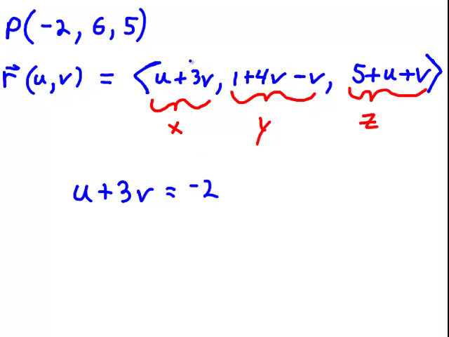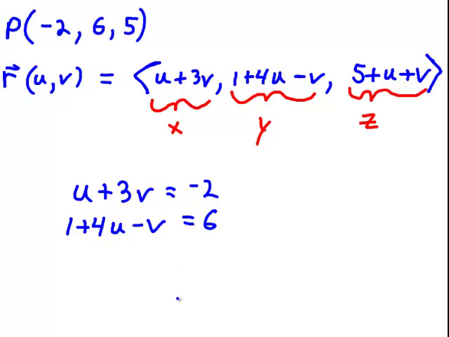The first component of r(u,v) equals the first coordinate, set that equal to the first coordinate of your point P. And then do the same thing with the second component. I think I have that copied down wrong. It must be u. So let me make an adjustment here. Here we go. So 1 plus 4u minus v, set that equal to 6.